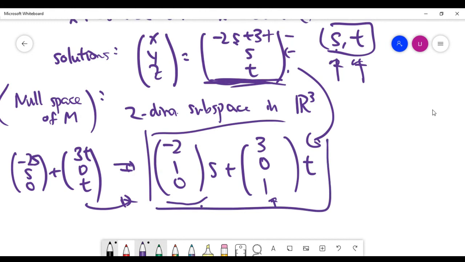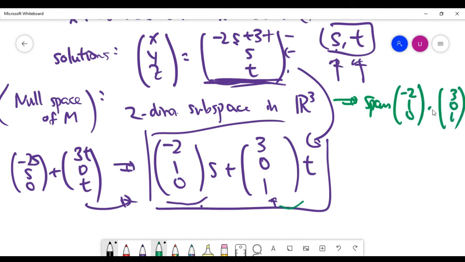So basically, it means that for our current null space, we can have the basis vectors, the first one like this, and the second one is 3, 0, 1. I'm just using these 2 vectors as the basis vectors of the 2-dimensional subspace, the null space of M here. And that's the end of this video.